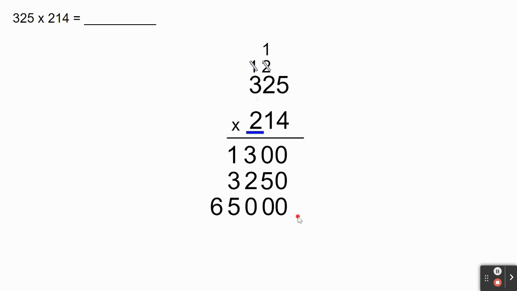Now we can add all these products together. First, we're going to add the ones place. All these zeros added up is 0. In the tens place, 0 plus 5 plus 0 is 5. In the hundreds place, 3 plus 2 plus 0 is 5. In the thousands place, 1 plus 3 is 4, plus 5 is 9. And in the 10,000s place, nothing plus 6 is 6. So our final answer, or product, is 69,550.